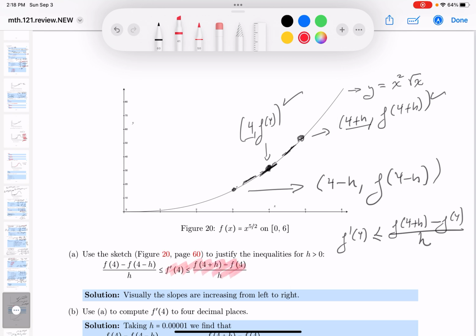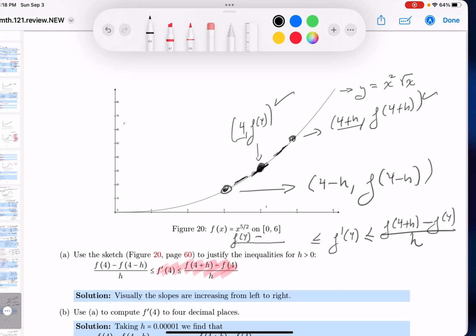Let's do the lower guy. And what's that going to be? Well, what do you get there? It's the slope between this point and that point. Let's write that down. What's it going to be? Let's see, f of 4 minus, I'm doing upper minus lower, f of 4 minus h.